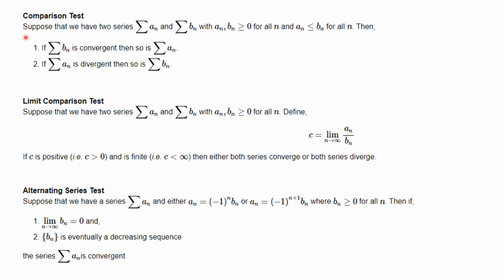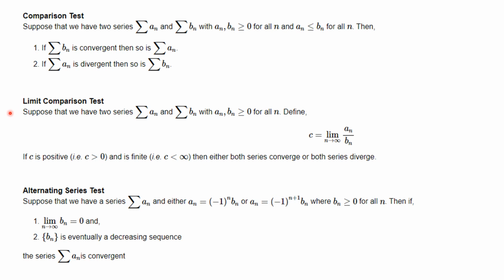The comparison test states, suppose we have two series, summation a_n and summation b_n, and they both have non-negative terms for all n, and a_n is less than or equal to b_n for all n, or more generally in the tail. Then, if the summation of b_n is convergent, then so is the summation of a_n. If the summation a_n is divergent, then so is the summation of b_n.